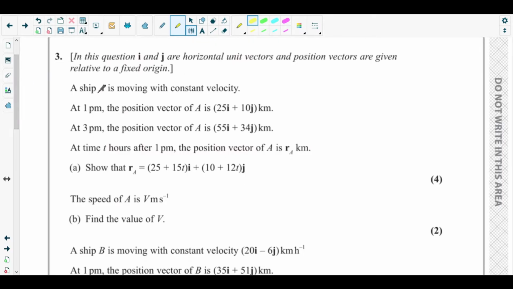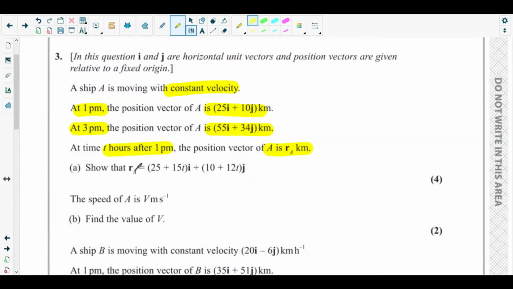A ship A is moving with constant velocity. At 1 p.m., the position vector of A is 25i plus 10j kilometers. This is the initial position vector. At 3 p.m., the position vector of A is 55i plus 34j kilometers. This is the final position after 2 hours. At time t hours after 1 p.m., the position vector of A is R_A kilometers.